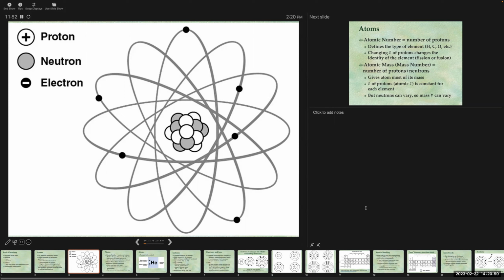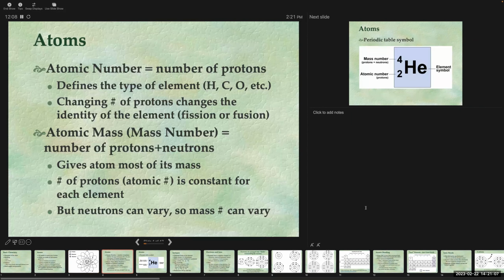There are a couple of numbers that are important when discussing each of the different elements. And when I say elements, I'm talking about things like hydrogen, carbon, oxygen, sulfur, uranium, plutonium, you name it. Each of those is an element. One of these numbers is known as the atomic number, which is simply a count of the number of protons that are present in the nucleus of that atom. And it's this atomic number, the number of protons in the nucleus, that defines what kind of element it is.